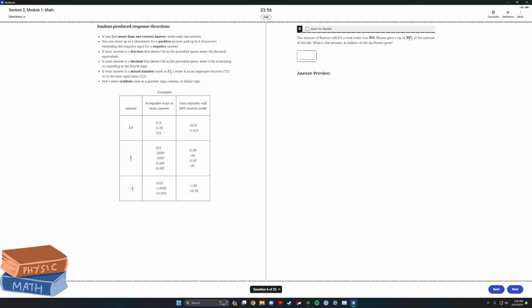4 is 50. Hannah gave a tip of 20% on the amount bill. What is the amount in dollars of the tip? She just gave her 10% is $5, 20% is going to be $10. They just want the tip amount, not the total amount. Alright, easy.